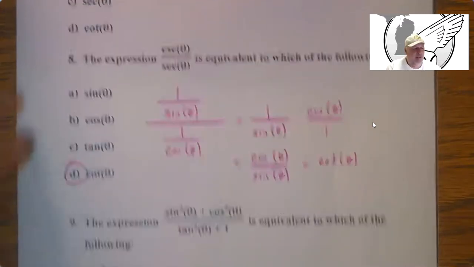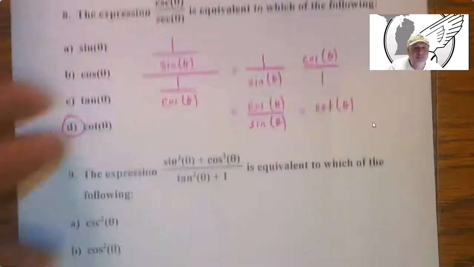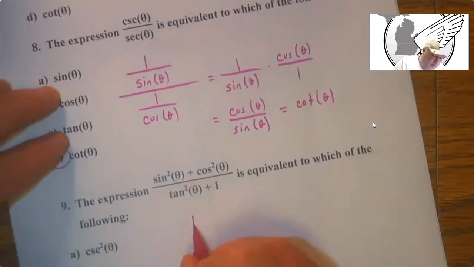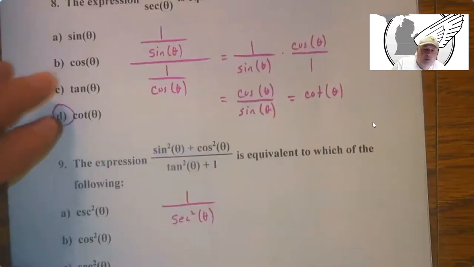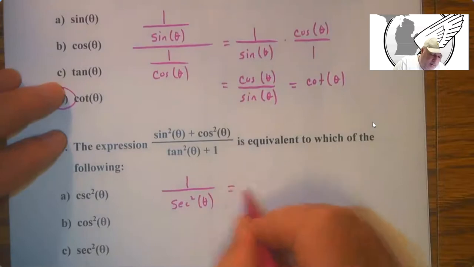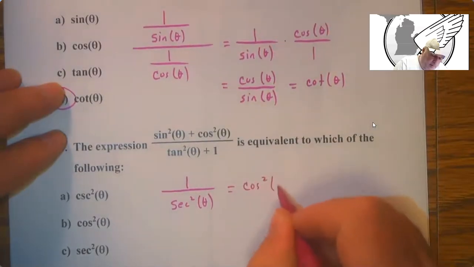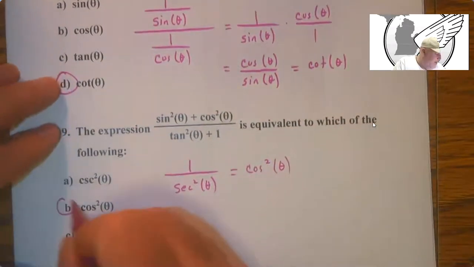Okay, Pythagorean identity portion of this. So the top is 1 and the bottom is secant squared. When you look it up, well, 1 over secant squared is cosine squared. Okay, and that is B.